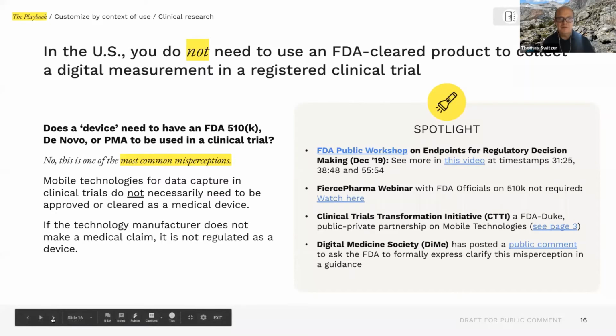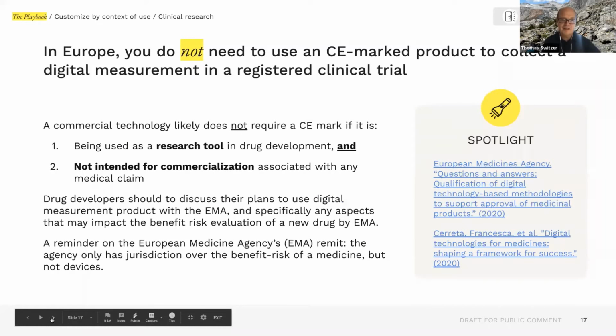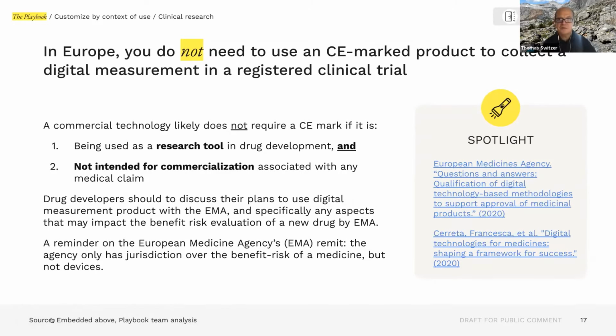And the last one for me. So again, just to mention about Europe. In Europe, there's sometimes a little bit of difference in how they view algorithms and technology as well. But again, you don't need to use a CE mark if it's being used as a research tool, and we're not intending to commercialize it with any medical claim. But if you are looking at commercializing, maybe you have to look at it differently. And then again, this is engaging with your regulatory groups as well as the EMA as appropriate.